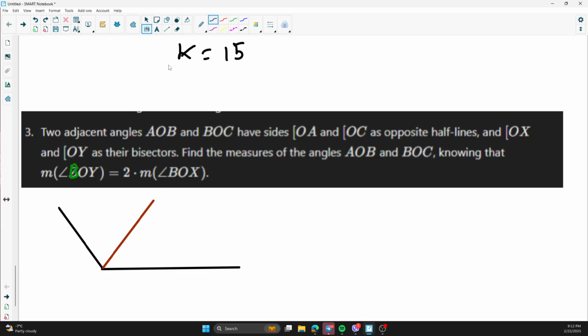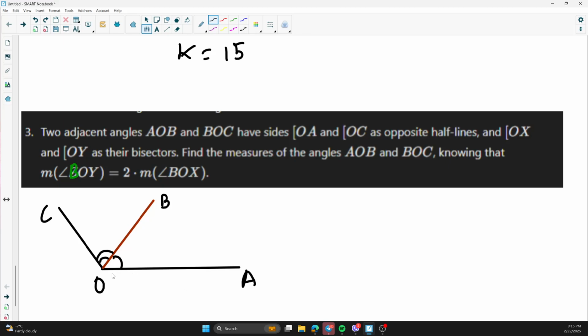Okay, so you have angles AOB and BOC. Now remember, I told you if they are not equal, you denote them with two different lines. They're adjacent. Why? Because they share the same side, which is OB. OA and OC are opposite half lines.